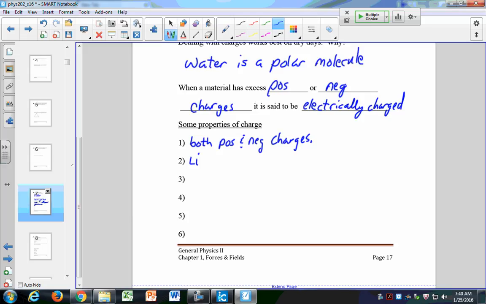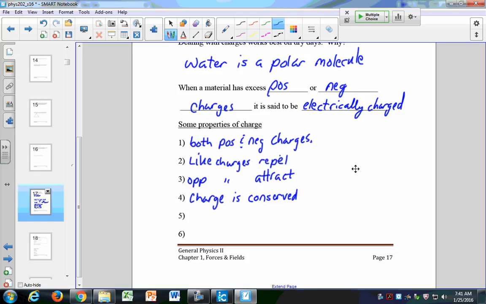Like charges repel. Opposite charges attract. Charge is conserved. That just means we can move charges around, but we're not going to destroy or create charges. We have a similar thing for the conservation of matter. And then finally, charge is quantized.